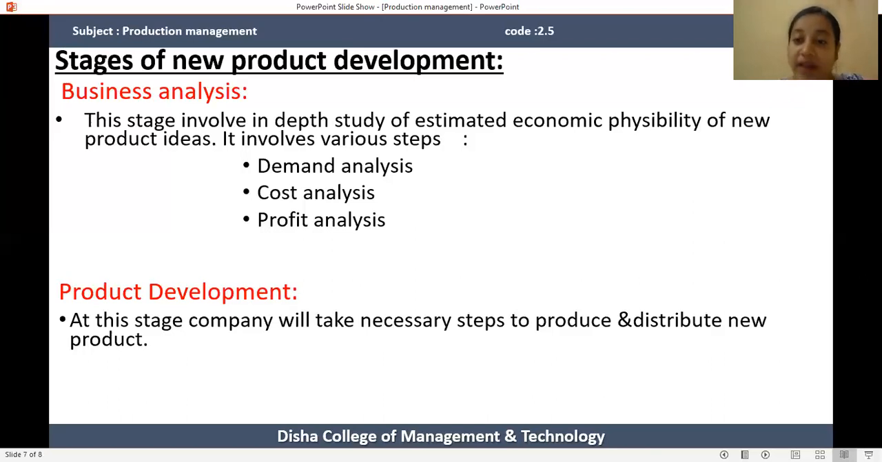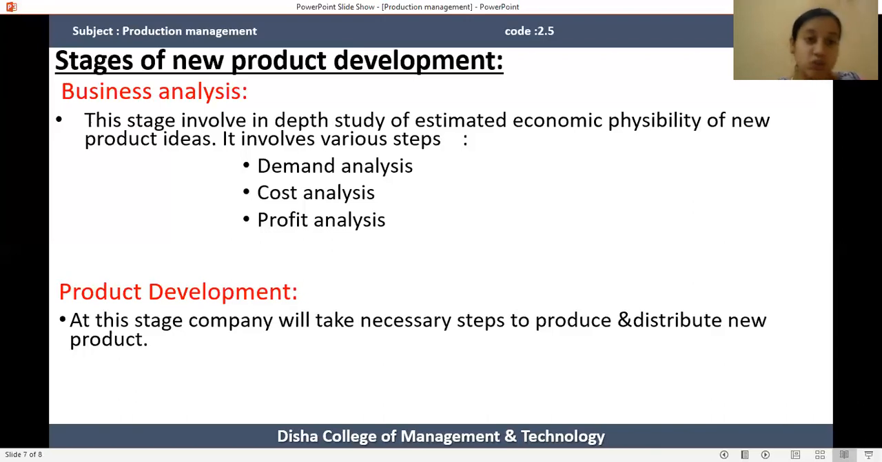For identifying which product is suitable for them, they have to conduct various feasibility studies of various products. Means they have to assess the technological viability and economic viability of the product, so that they get an idea which product is suitable for producing using available technology, which product can be produced at less cost, and which product can give them more benefit. They can identify this in business analysis.